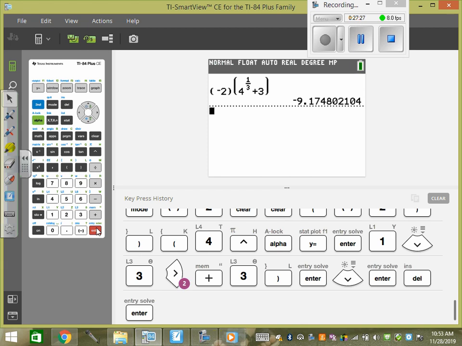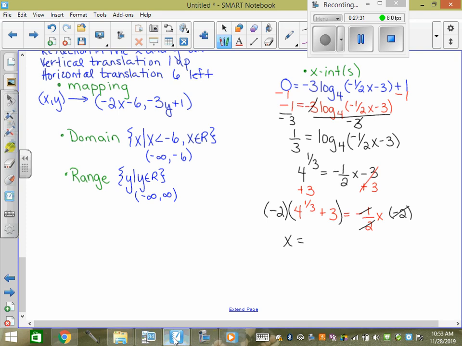Negative 9.17. So we could have gotten that from our calculator for sure, but if they say algebraically, we got it, right? And then our y-intercept is way easier. Finding our y-intercept is always easier. You just put 0 for x. X-intercepts are the hard ones to find: convert to a log, convert to an exponential. Y-intercept, you just plug in 0.